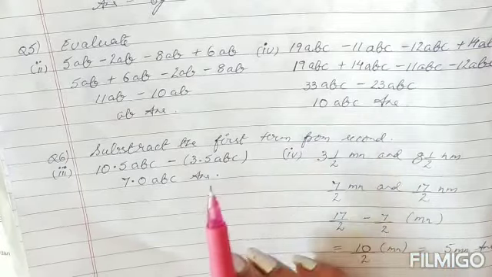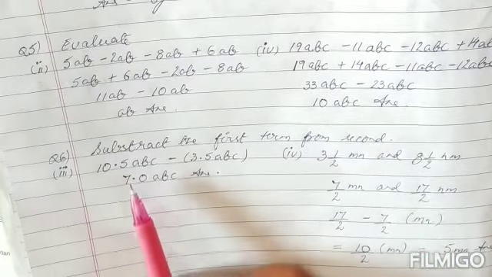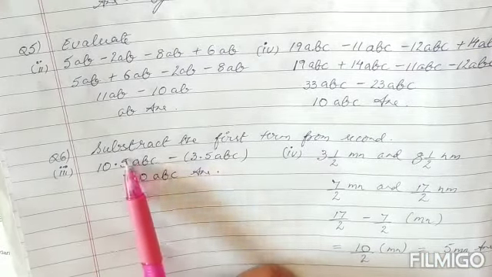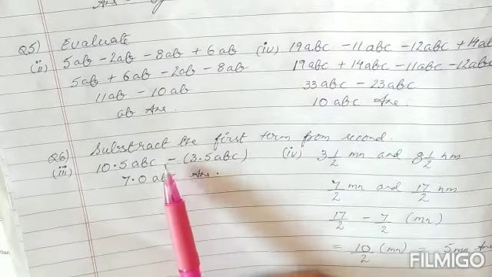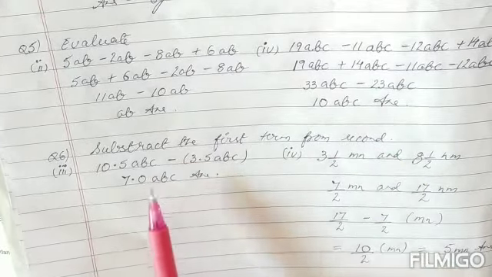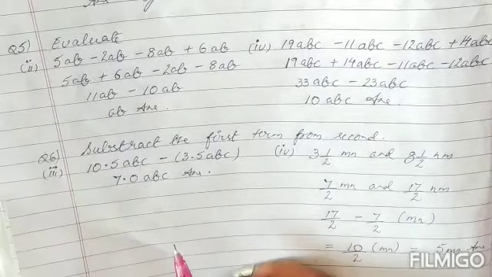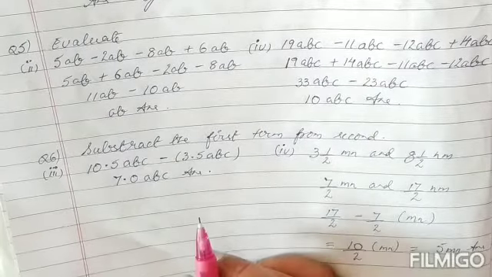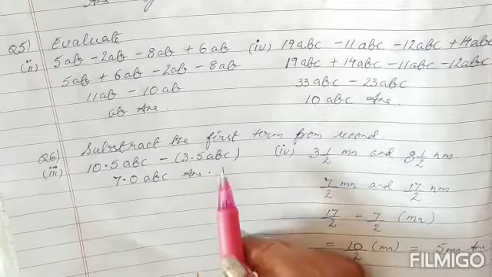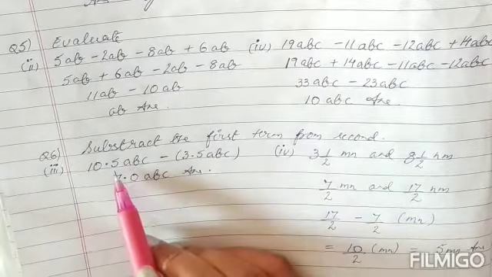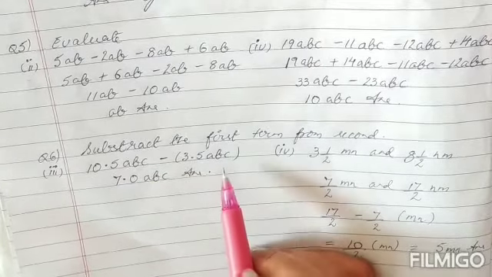So with this we complete question number 5. Coming to question number 6, children. Subtract the first term from the second. Now this is very simple. Only one thing to be kept in mind, children. The first term is to be subtracted from the second. So that means first we will write the second term and from that we will subtract the first term.